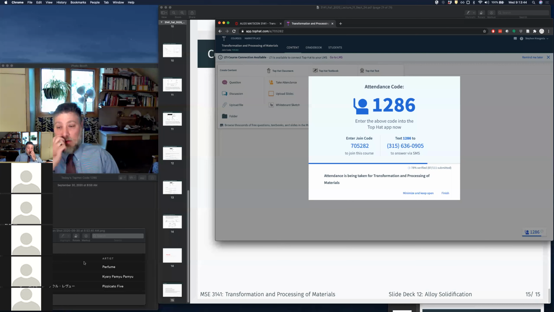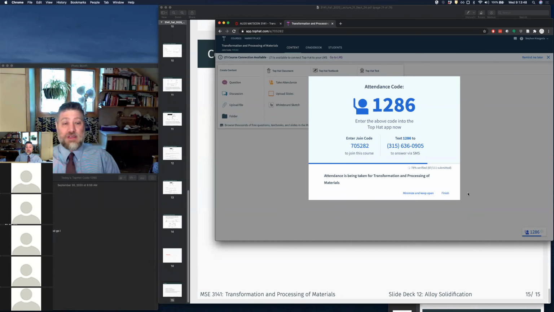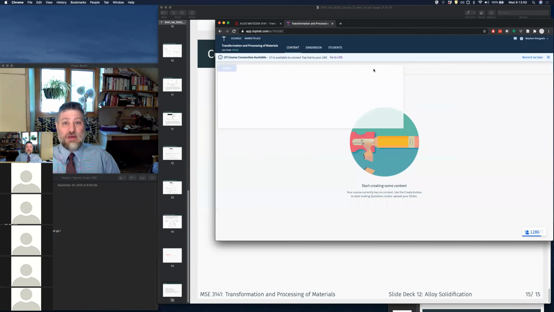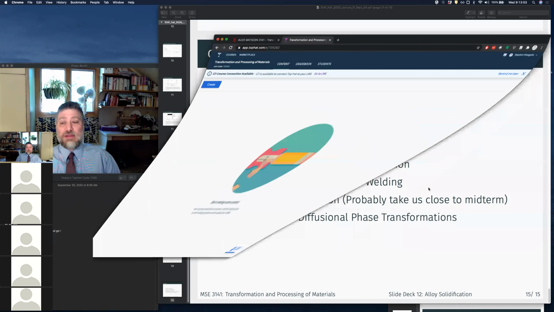Okay, so we can kill this. We can minimize that and get that out of the way since we got the top hat code.